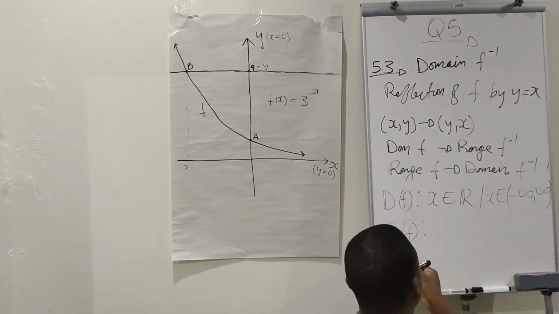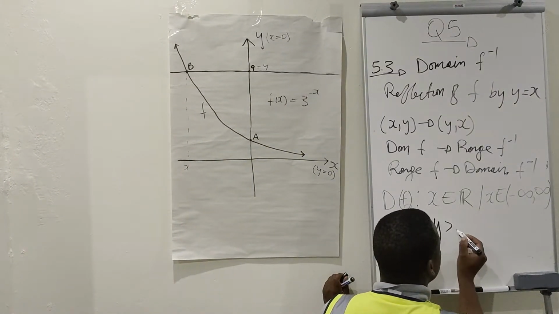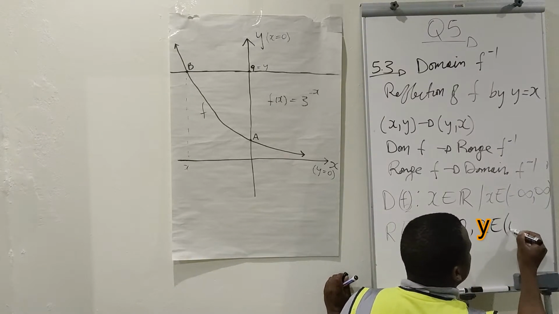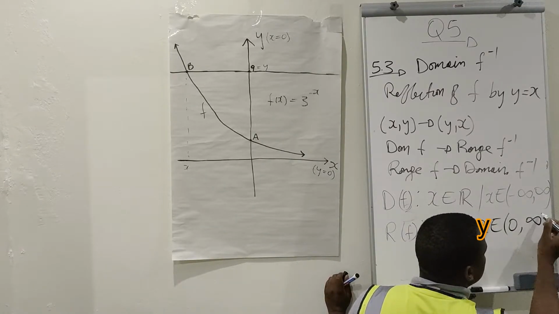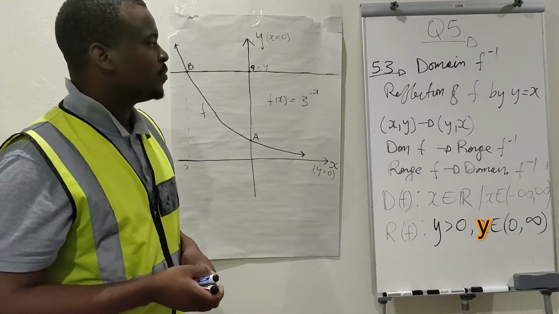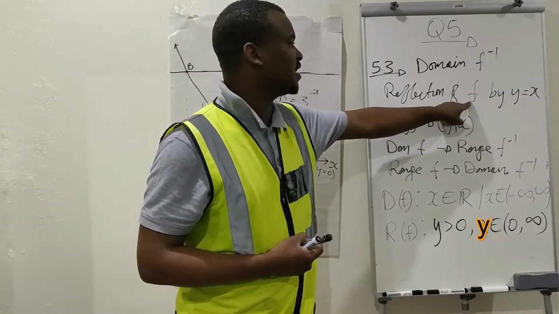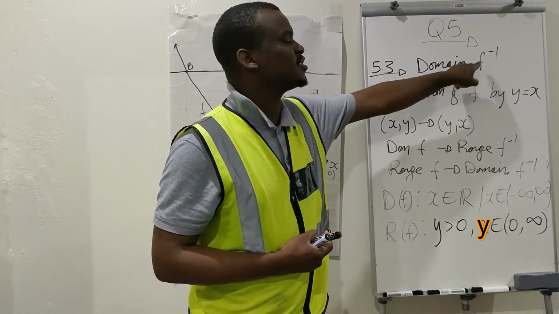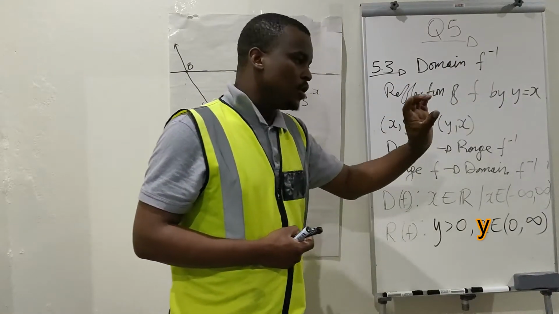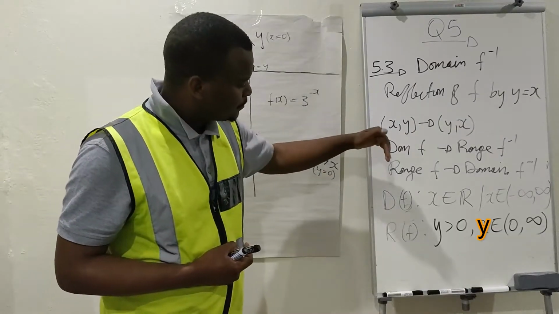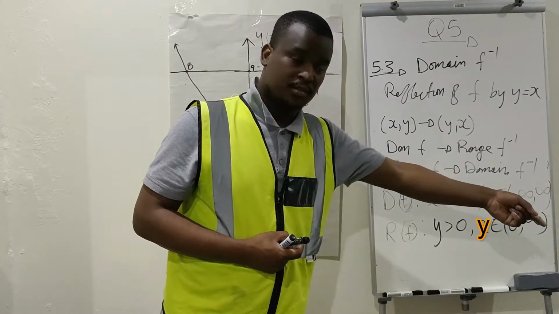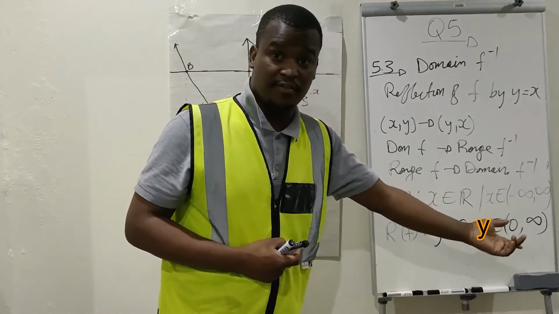So your range, you say, okay, y is greater than 0, or similarly, x is an element of 0 to infinity. This is your range for f. Because the inverse of f is defined by reflecting f about this line, things flip around. Your domain of f becomes the range of f inverse. Your range of f becomes the domain of f inverse.